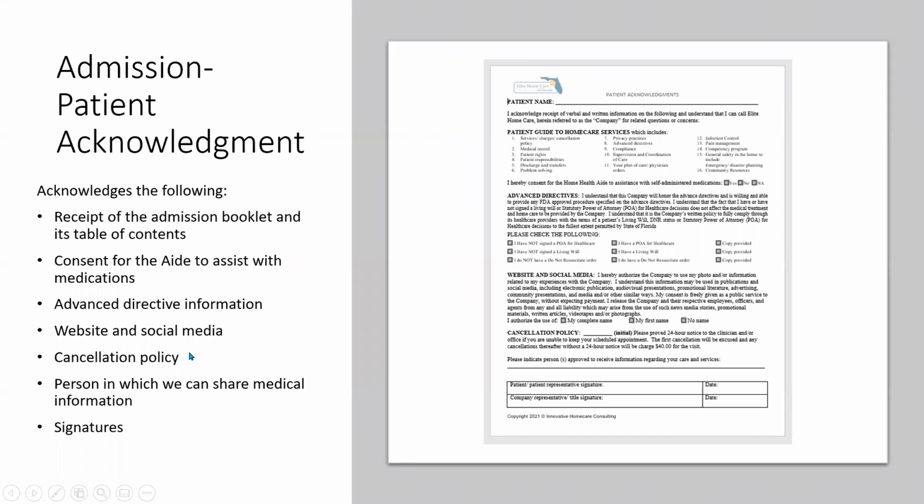The patient's acknowledgement form has a lot of information that identifies certain information that we've provided the patient. First of all, we have the patient's guide to home care, and this is the table of contents. If there's an unskilled case where a home health aide may be doing medication reminders, we need to have their consent for that, and that's this section here.